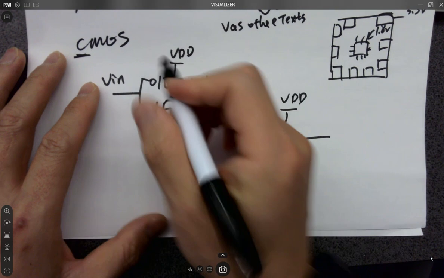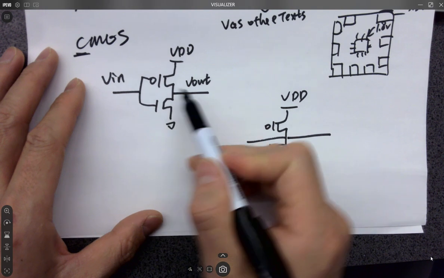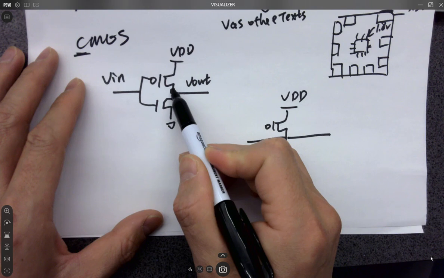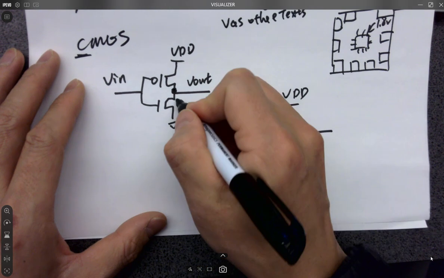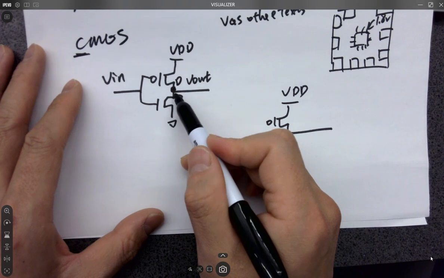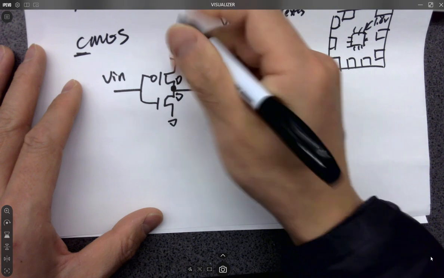So keep in mind the 2 gates are shorted, and the gates are being used as an input. And the drains are shorted together, the sources are shorted together as well. Oh, sorry, drains. Because this is the drain of the NMOS and the drain of the PMOS. The 2 drains are shorted together and form an output. And the PMOS is shorted to VDD, put on the top.